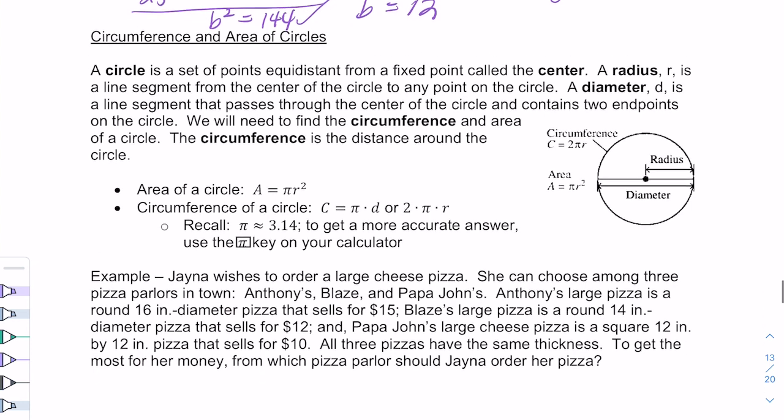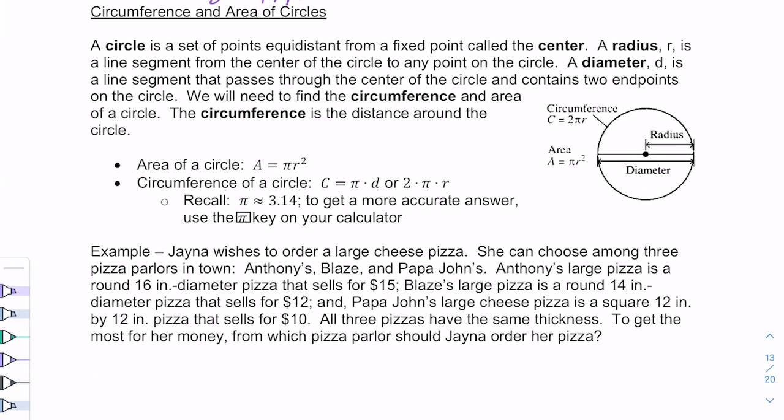Now we're going to look at circumference and area, which deal with circles. Think of circumference as the perimeter. A circle doesn't have any sides, so we can't say it's the length of all the sides added up. Circumference is just the distance around the circle. And when we find the circumference, there's 2 formulas you can use. You can either multiply the diameter times pi, or you can do 2 times pi times the radius.